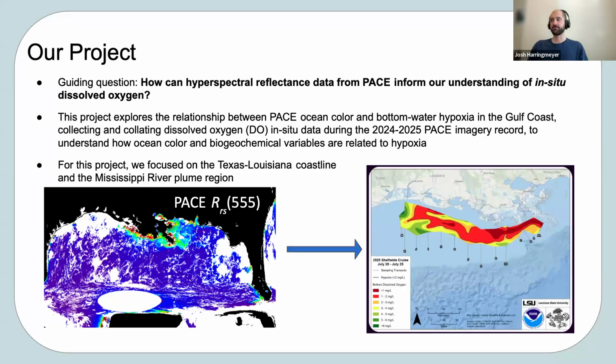We looked at the relationships between PACE and bottom water hypoxia in the Gulf Coast, mostly based during the 2024 to 2025 PACE data record. And for this project, we focused on the Texas-Louisiana coast and specifically the Mississippi River Plume region, which experiences the most intense and frequent hypoxia in the Northern Gulf.